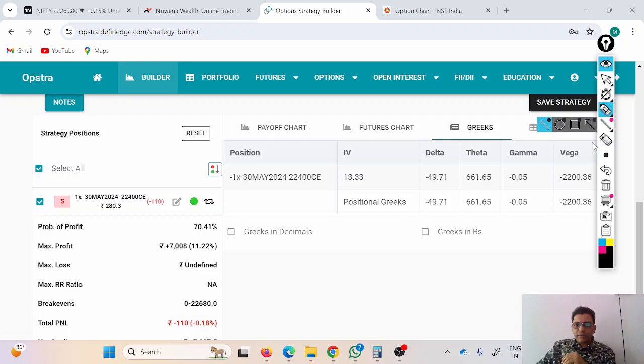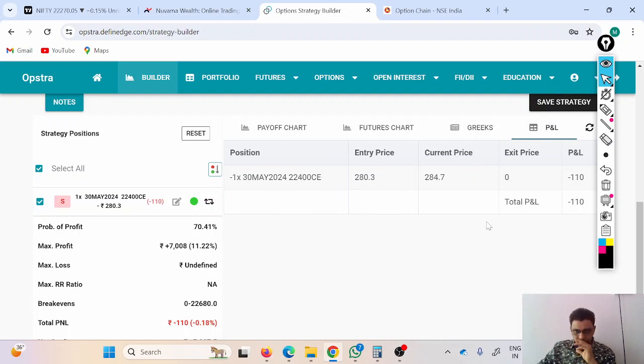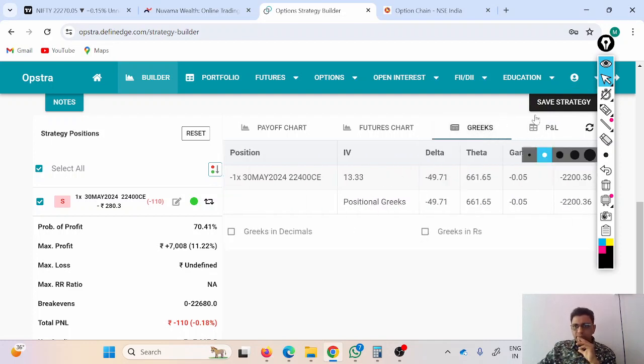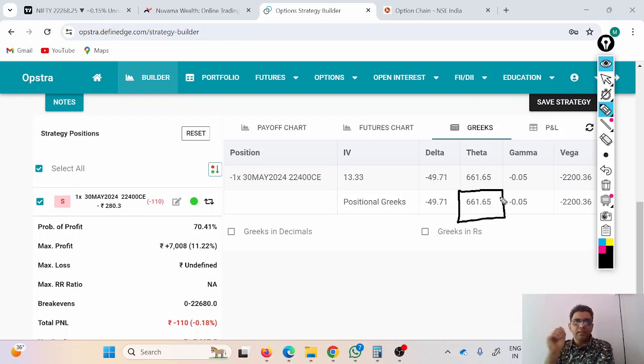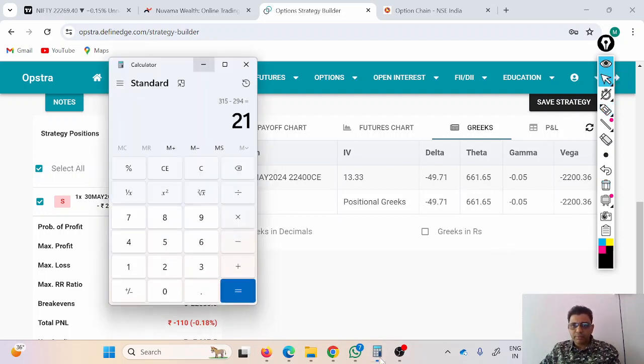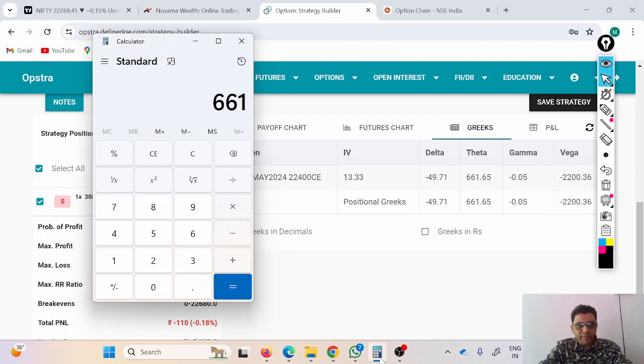Now, what you may wonder is, what does this 661 signify? I will tell you its meaning. This 661 rupees tells that if Nifty does not move, then in one day I will be getting 661 rupees. How much will I be getting? I will be getting 661 rupees if Nifty does not move at all in one day. So now, coming back to the point of profit and loss, I will be getting 661 rupees in one day.